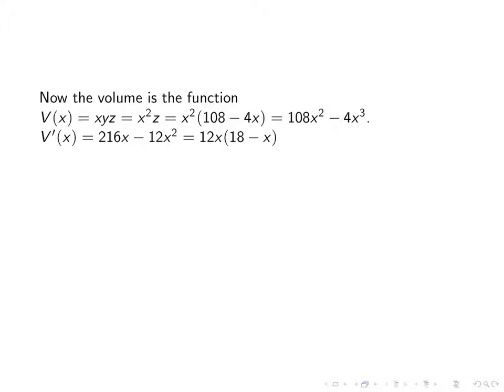And now we differentiate that function because we want to find a max for it, and we get 2 times 108 is 216 times x to the first power minus 12x squared. 3 times 4 is 12, x squared. And we can factor this. This is 12x times 18 minus x, factoring a 12 and an x out of each term. And V double prime, while we're at it, is 216 minus 24x.